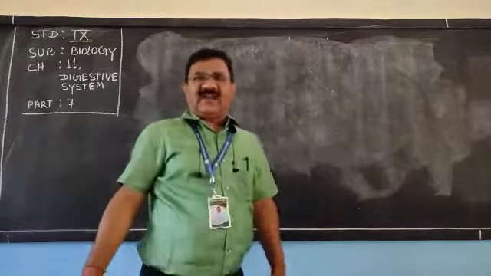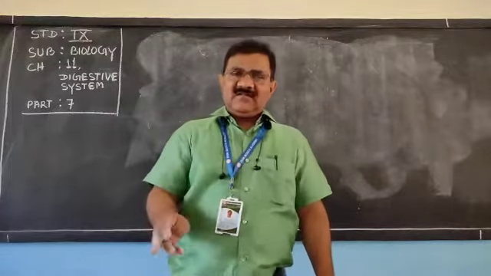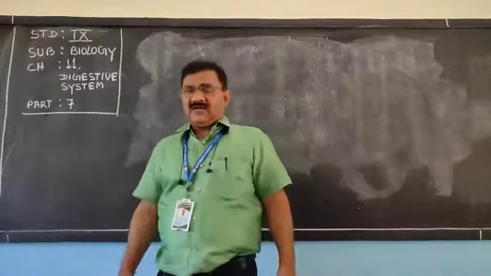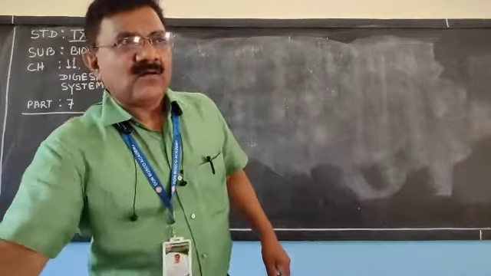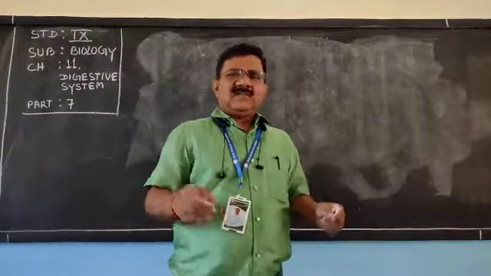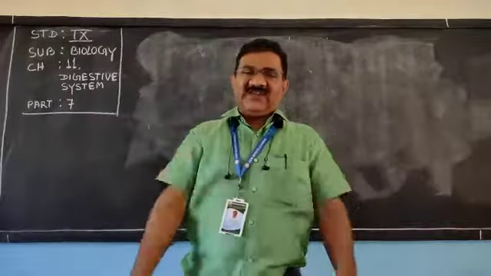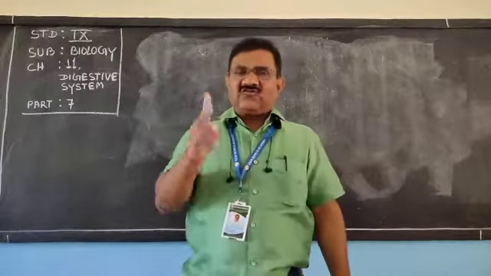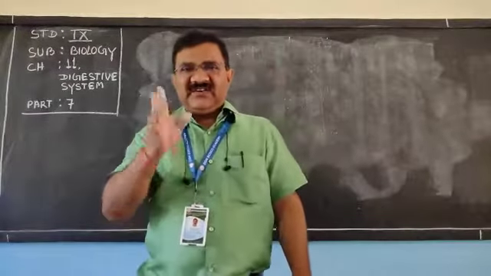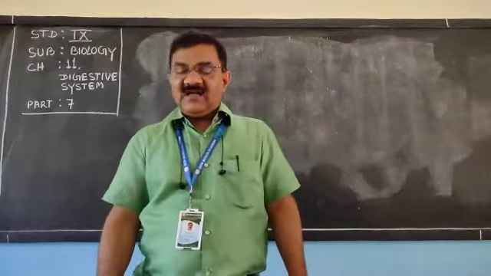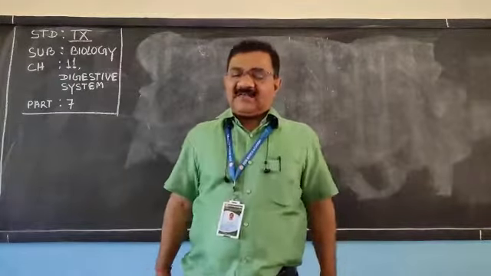And next part, the small intestine we have discussed. Small intestine, 7 meters long, where the pancreatic juice and liver pour their secretion. Pancreatic juice contains 3 components: amylopsin, steapsin and trypsin, and that was about the pancreas.